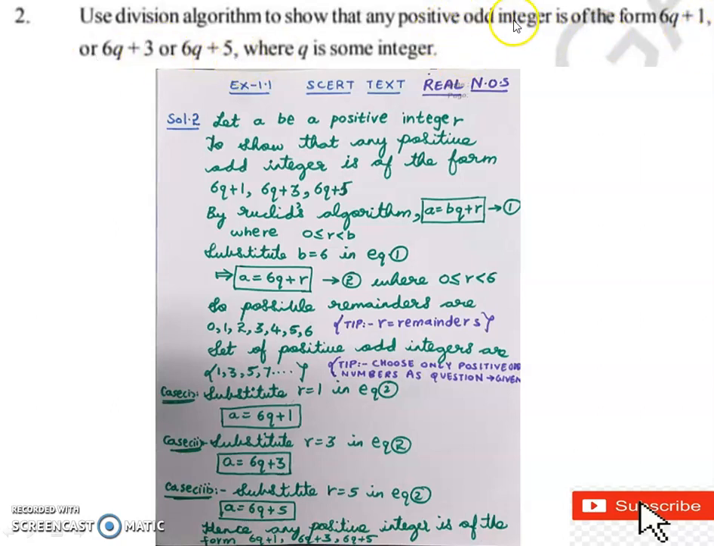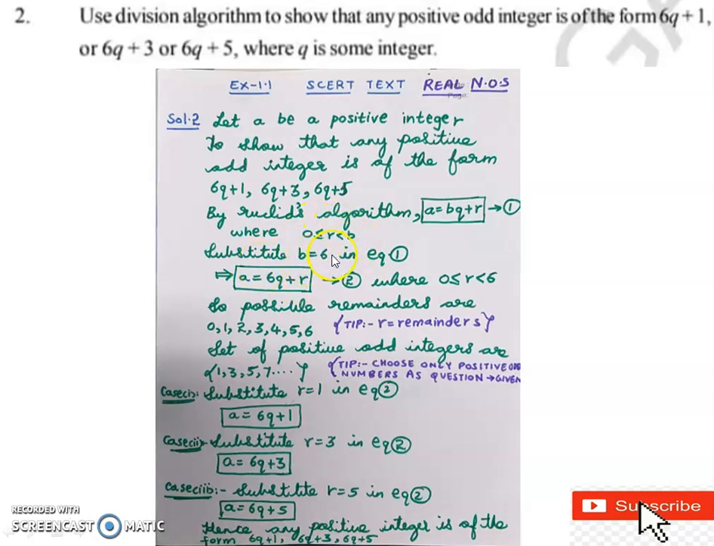Here you don't have to square, and here you don't have to cube. And also, if you observe these forms, the b value is 6 here, because if you compare with bq plus r, the b value is 6 in all the three. So first, according to Euclid's division algorithm, we'll assume let a be a positive integer, and we have to show that any positive odd integer is of the form 6q plus 1, 6q plus 3 and 6q plus 5. Then as usual, by Euclid's algorithm, a is equal to bq plus r, that is my first equation, and I know the condition in Euclid's division algorithm is the remainder r should lie between 0 and b. So 0 less than or equal to r less than b.